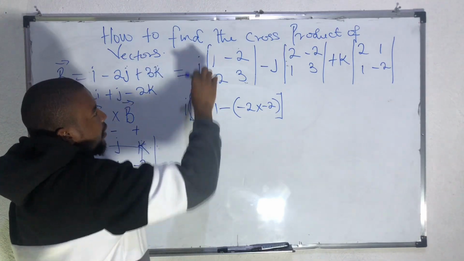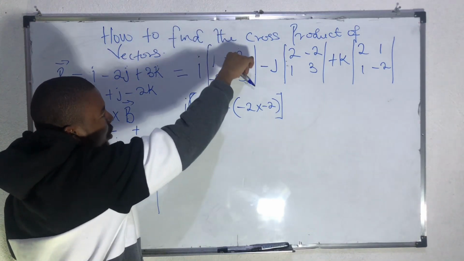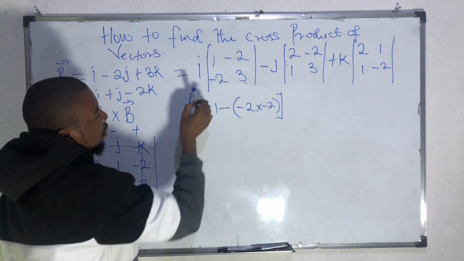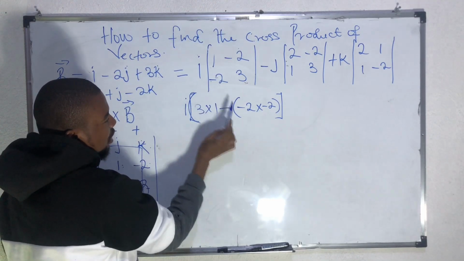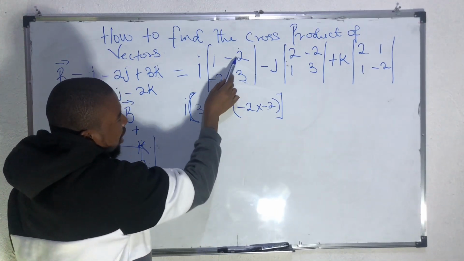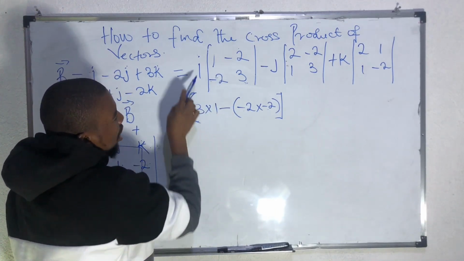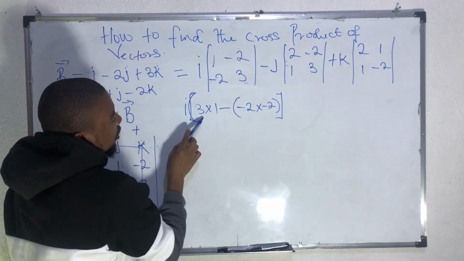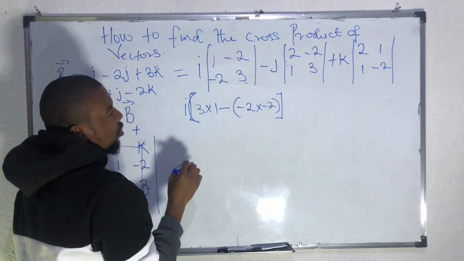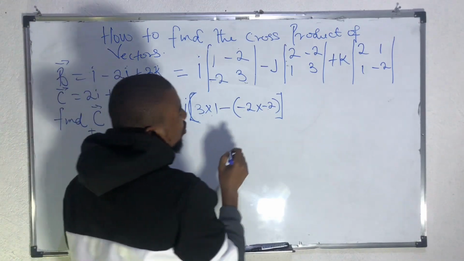Like I said, you multiply your major diagonal, multiply your minor diagonal, then you subtract the minor. You can see here, -2 times -2. This is our minor diagonal, while our major is 3 and 1. You can see 3 times 1 minus the minor. We're done with the I. Let's now go for the J.